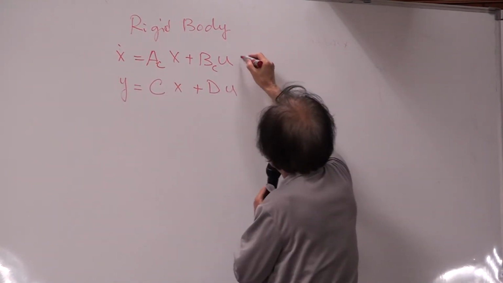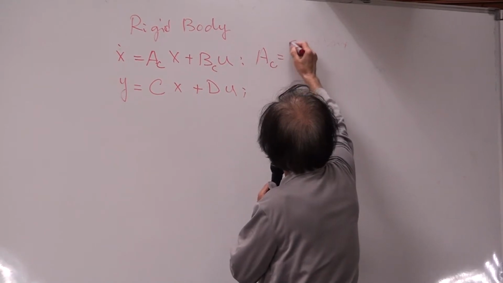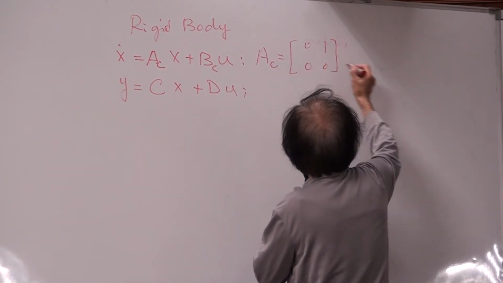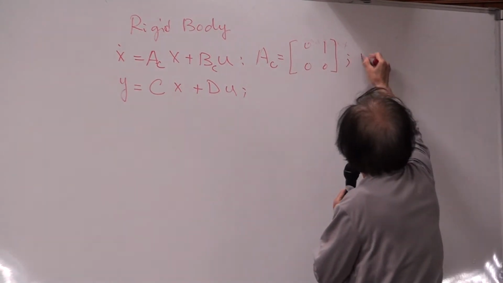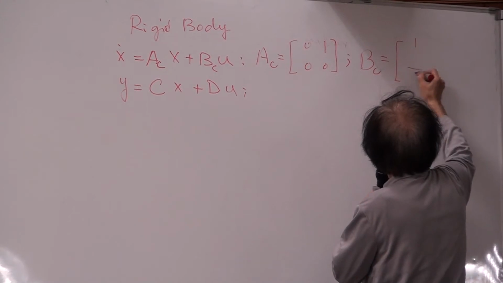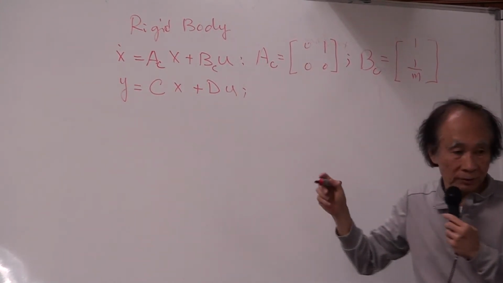Now the rigid body motion here, AC equal to 0, 1, 0, 0, and BC here equal to 0, 1 over M. So that's for rigid body motions.